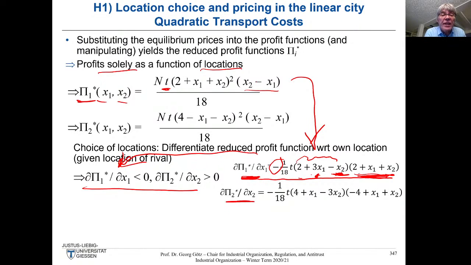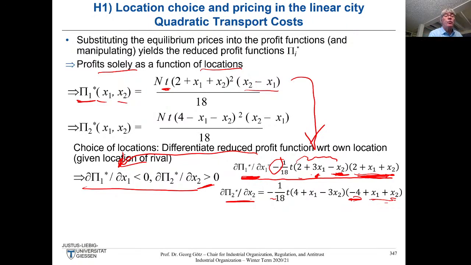Analogously, we get for firm 2, here we have a minus, but here we have a -4. -4 is always larger than x1 plus x2. Even if both were located at 1, we would get a minus here. And so we get a plus here.